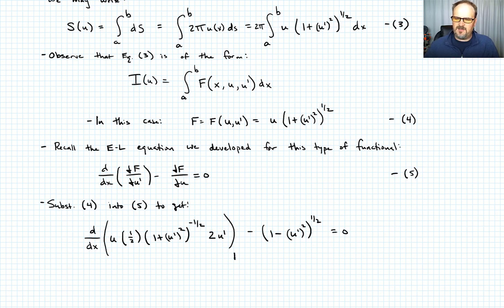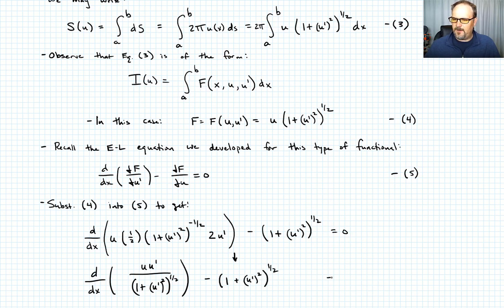Okay, let's do a little bit of simplification. My 2 times the 1/2 cancels those out, and so I'm left with, in a simplified form, d by dx, u times u prime is the numerator, and the denominator looks like 1 plus u prime, the quantity squared, to the 1/2. And then minus a 1, oops, I should have made this a plus, 1 plus u prime, the quantity squared, to the 1/2 equals 0. Let's call that equation 6.